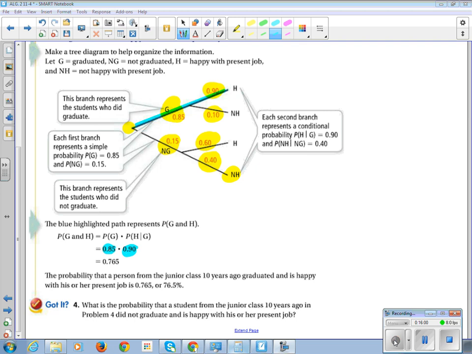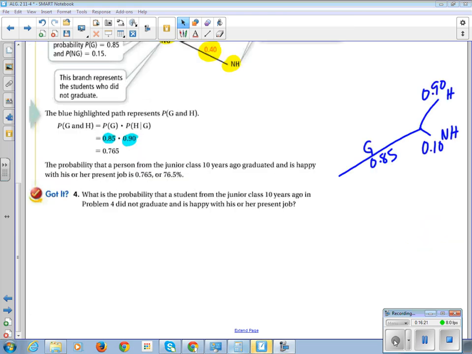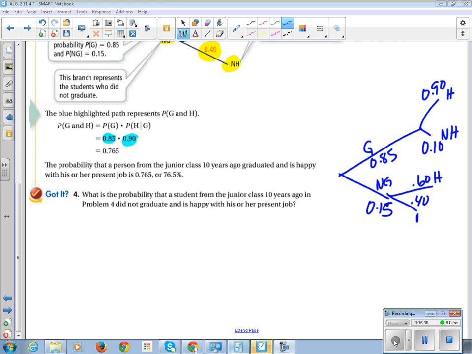All right, so now it's your turn. Let's copy down this tree. So we got graduated 85%, 90% happy, 10% not happy, 15% not graduated, 60% happy, 40% not happy.